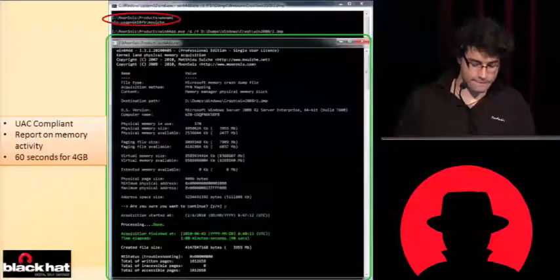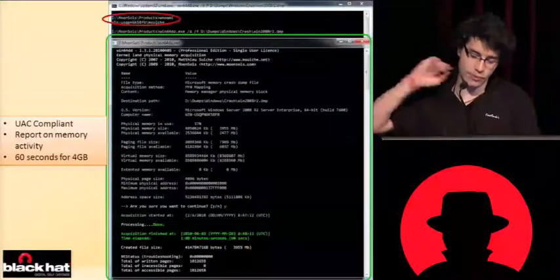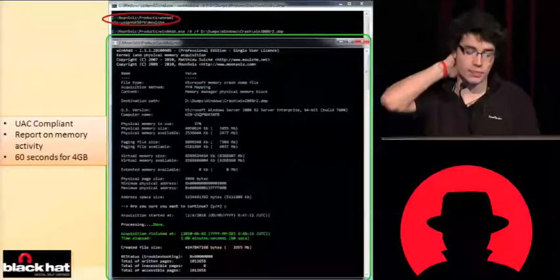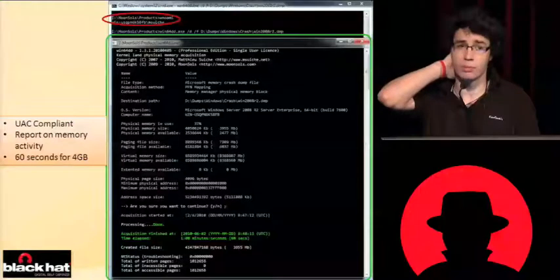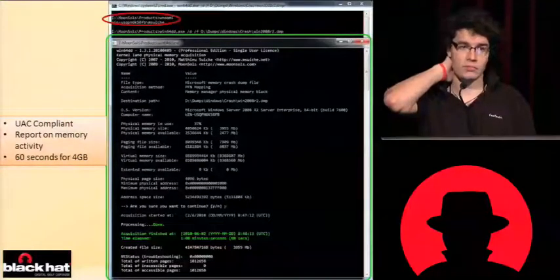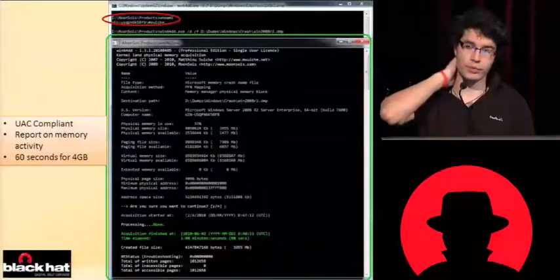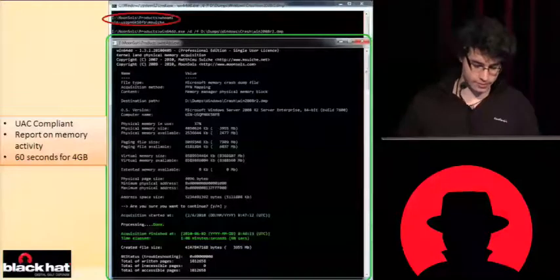Yeah, so you can also use it locally, of course. So you have the same information I mentioned before regarding the memory statistics. It's pretty much the same thing, except you are acquiring your memory dump on your local hard drive or USB stick.